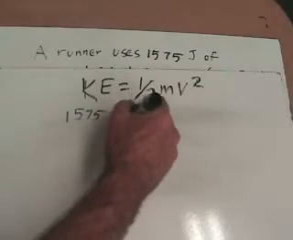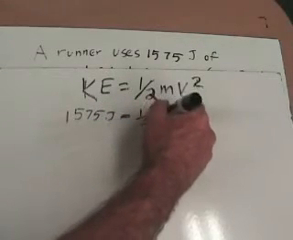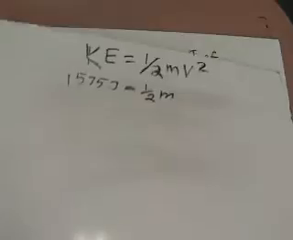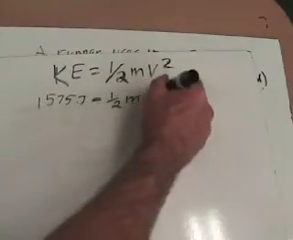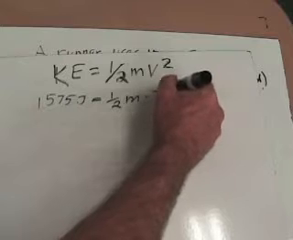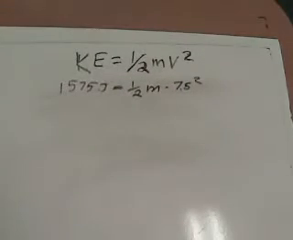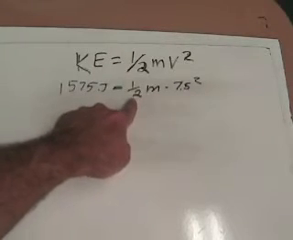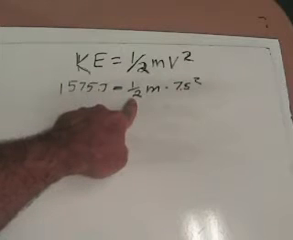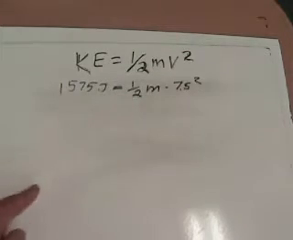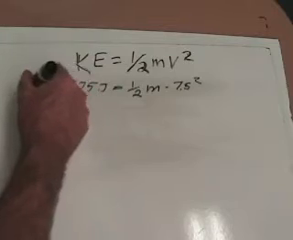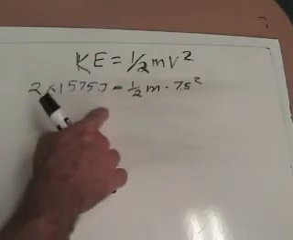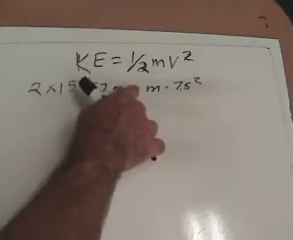1575 joules equals half the mass times the velocity, which is 7.5, squared. So what I'm going to do now is I don't want m to be divided by 2, which is what 1/2 is. So I'm going to multiply both sides by 2, because 1/2 times 2 equals 1.